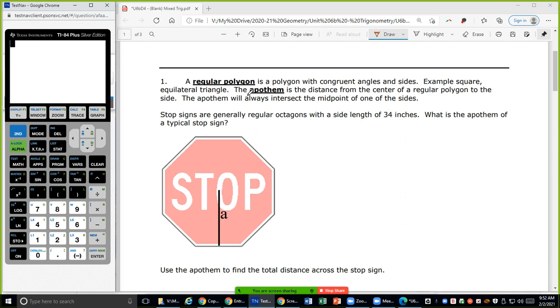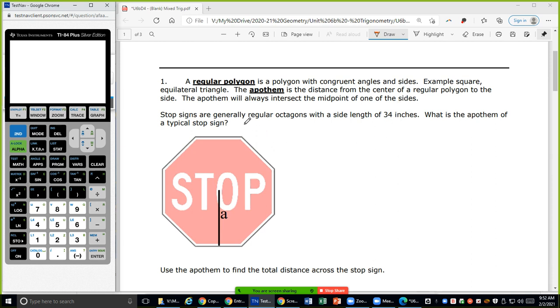Okay, and then we have this other vocabulary word. So 2 just extra vocabulary words for today. It says the apothem is the distance from the center of that regular polygon to the side. And your apothem will always intersect the midpoint of the sides of that regular polygon. Okay? So then I have this question.